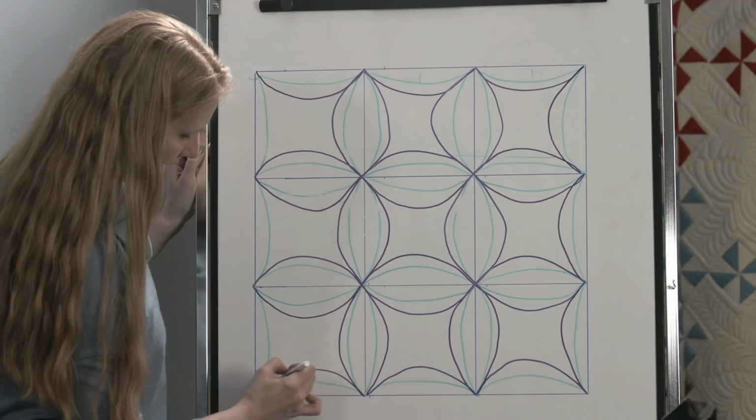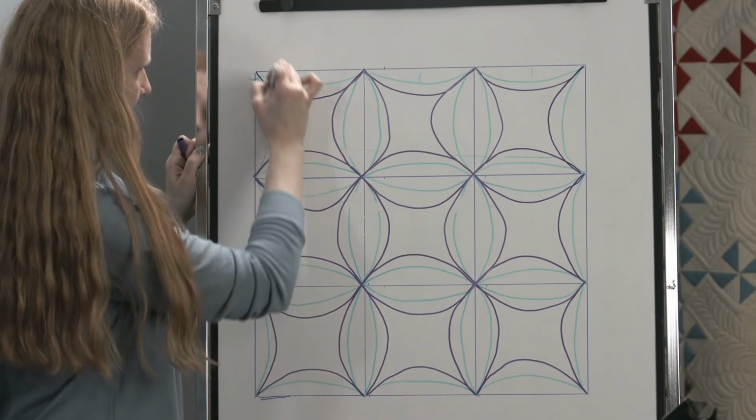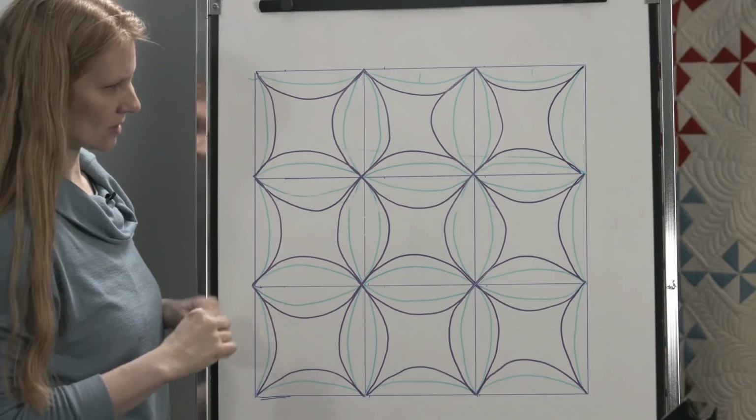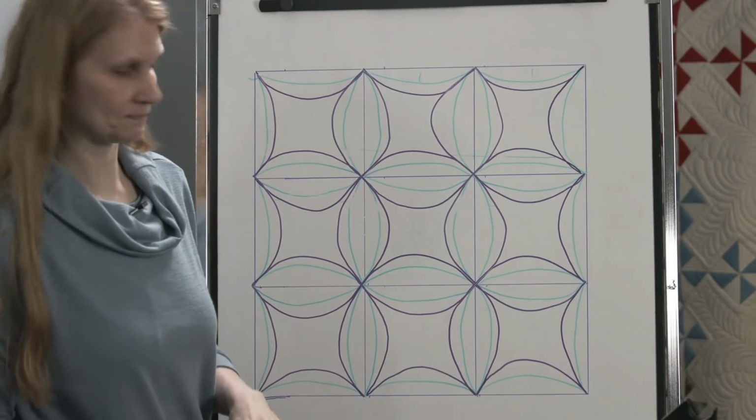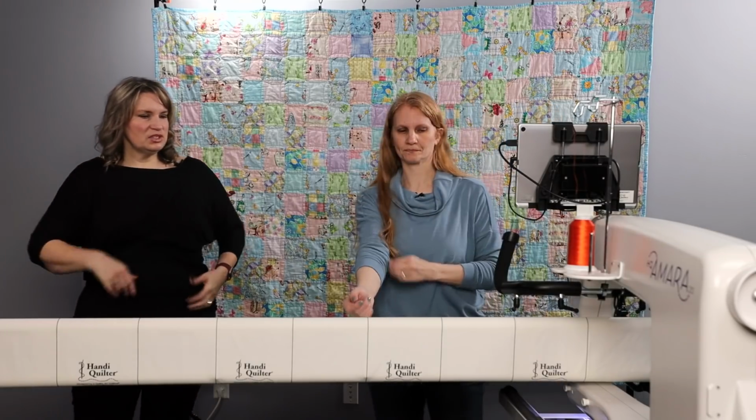Over one and all the way back up to the top. Looks fantastic. So a different look to it. Okay, just a deeper arc, as you mentioned. So let's see this one stitched out.